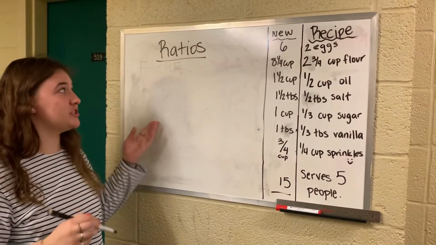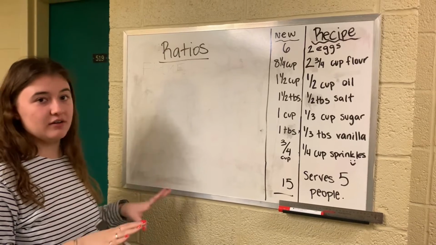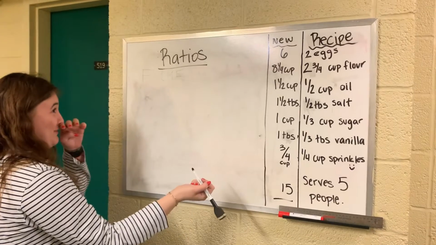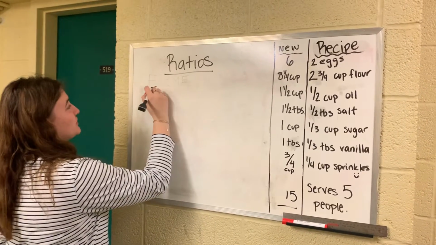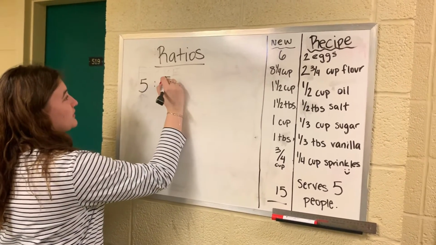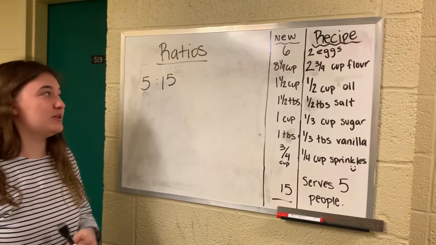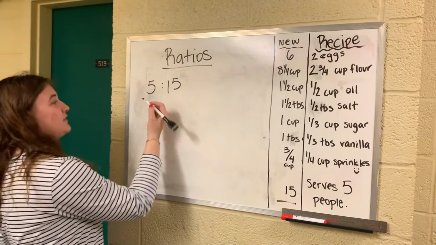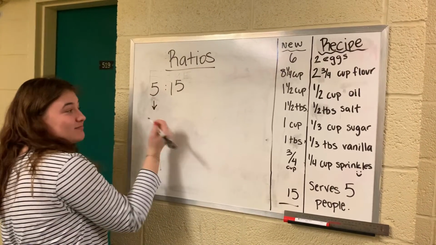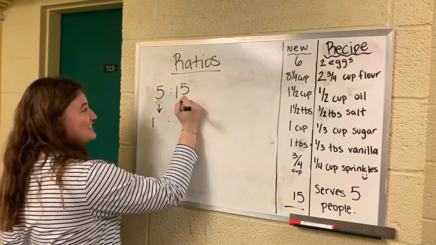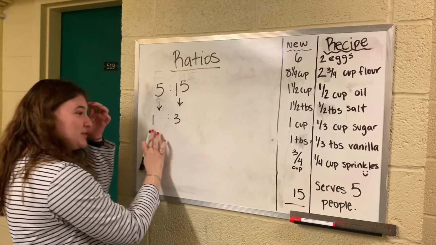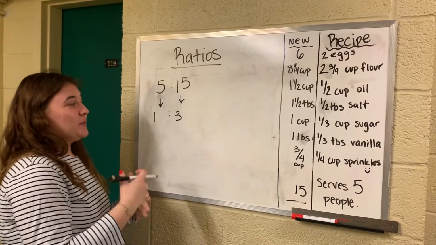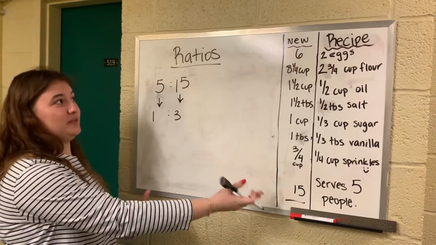And now we're going to talk about ratios, which are very important in baking and converting things. Let's start with the people that we're feeding. The original was 5, and the new one is 15. To get a ratio, you just need to divide both numbers by the smallest number. In this case, it's 5. So 5 divided by 5 is 1, and 15 divided by 5 is 3. So the ratio is 1 to 3. That makes sense because we multiplied everything by 3 to get the new recipe.